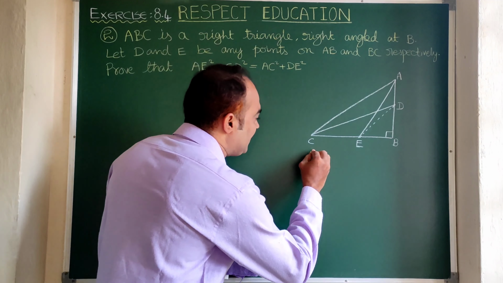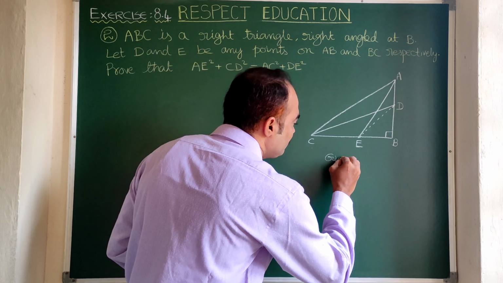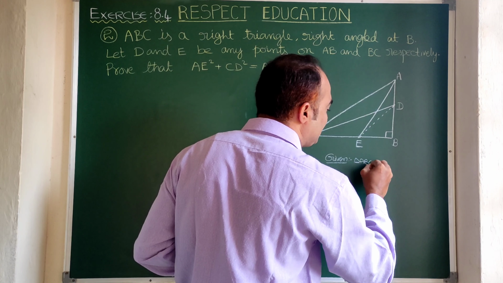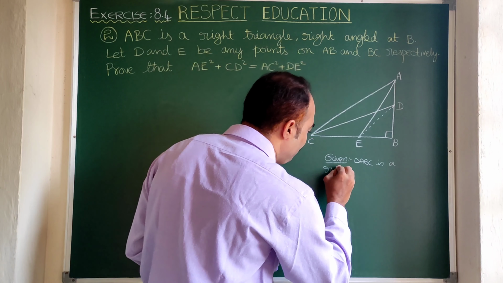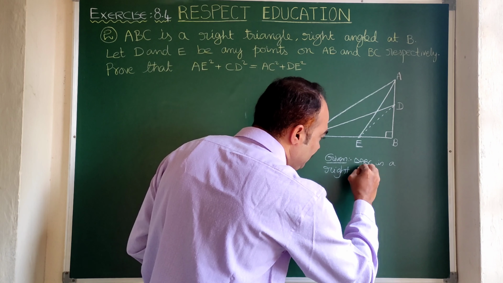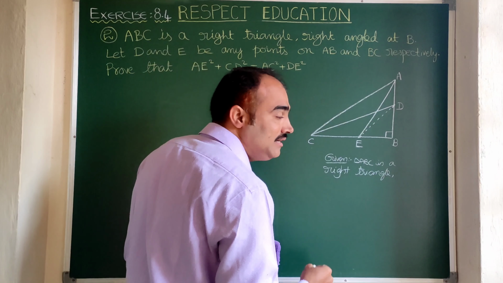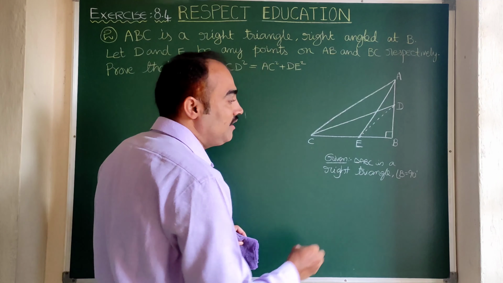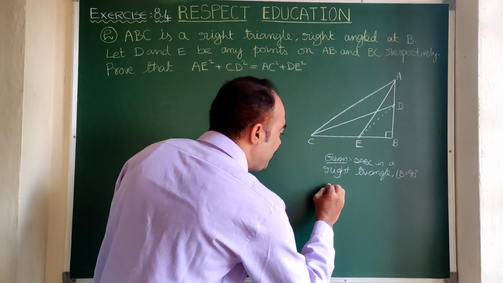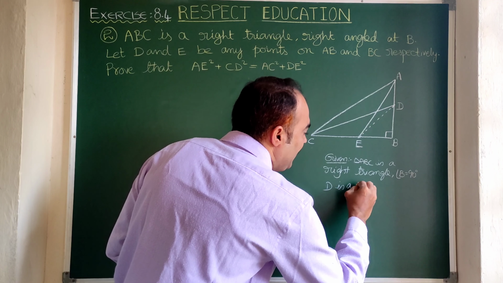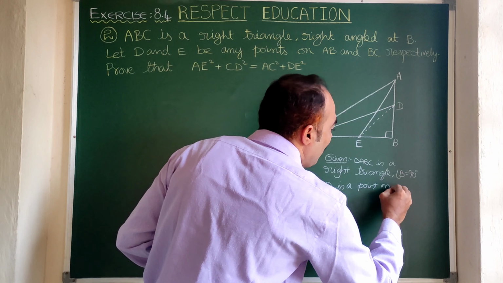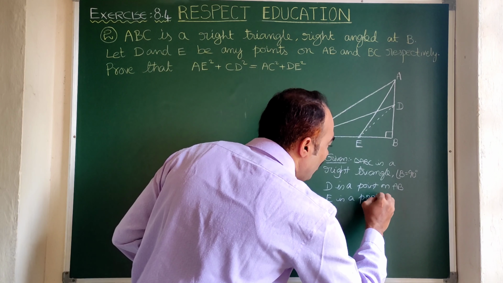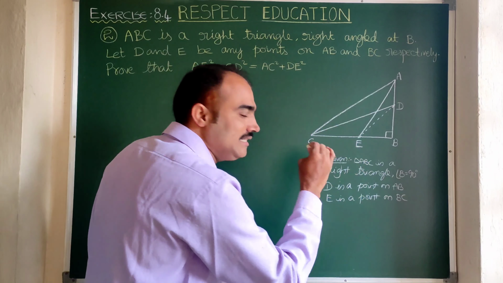Now here, let us write the given condition. Given ABC is a right triangle, right angled at B, that means angle B is equal to 90 degrees. And one more thing, D is any point, a point on AB. E is a point on BC. Now this is the given data.